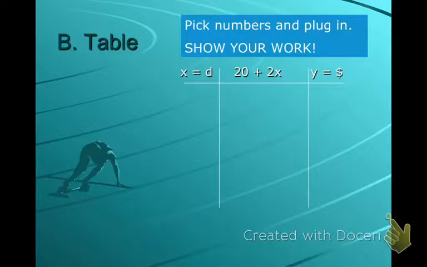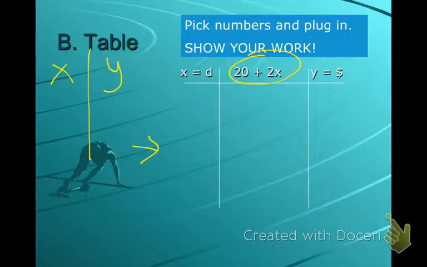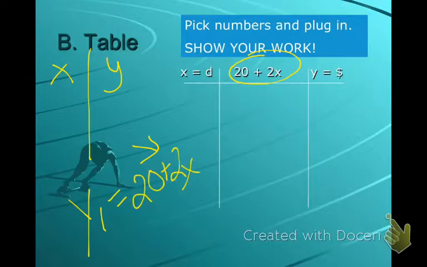So we're going to pick numbers and plug in, and you always want to show your work. Now you're used to doing the x and the y. The only thing different about this one is that we're going to have a show work column. We're going to actually show the work. Now your calculator could do all this for you. You put it in the y1 equals, and then you write 20 plus 2x, and your calculator will plug it. But you need to be able to do it by hand too. I want you comfortable doing it both ways.